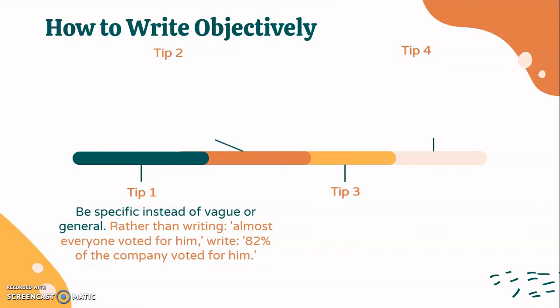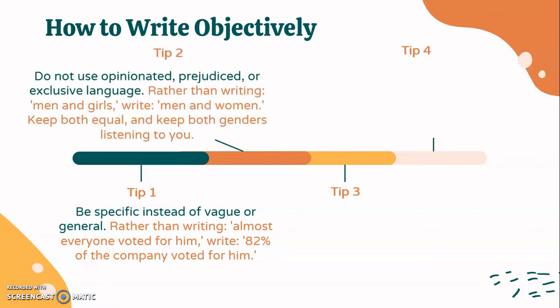Look at this example. Rather than writing "almost everyone voted for him," try to be specific in this way. Write this statement: "82% of the company voted for him." As you can see, this is credible and factual, and it's not vague.